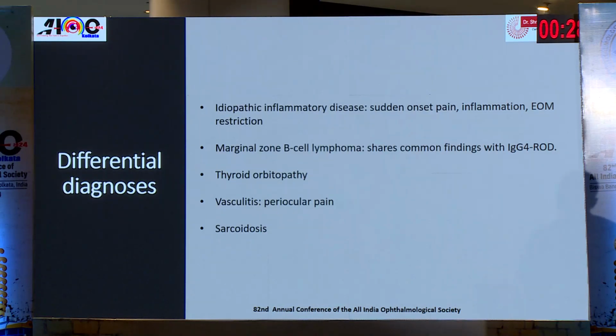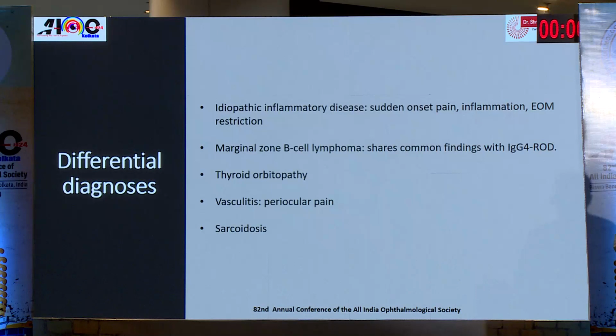The first one is idiopathic inflammatory disease, but it's going to differ from IgG4 in having symptoms of sudden onset of pain, inflammation, and extraocular movement restriction, which is usually not seen in IgG4 disease. Another very important differential diagnosis is marginal zone B-cell lymphoma, which can share certain common findings with IgG4 related ophthalmic disease, such as lymphoid cells. Even raised IgG4 levels in the serum and in the tissue can be seen.